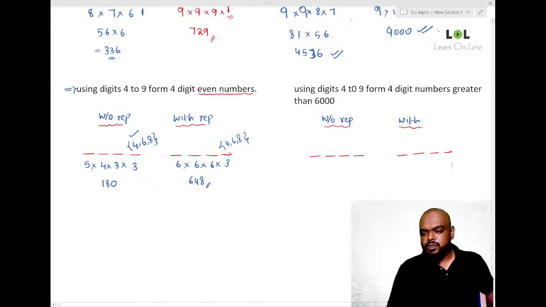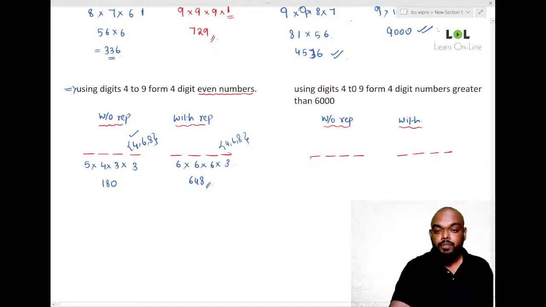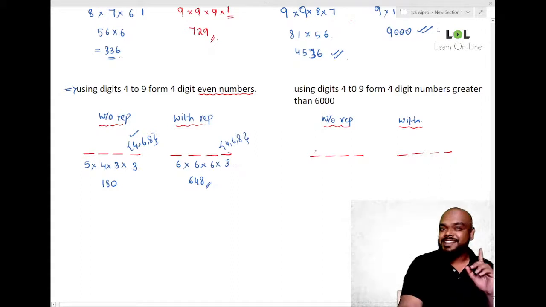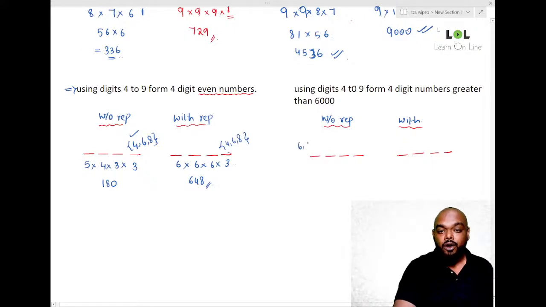Chandana, where is 6 to 9, buddy? Yes. Perfect. Good. First position. So number has to be greater than 6,000 means my number should start with either 6 or 7 or 8 or 9. So my first place should be either 6 or 7 or 8 or 9 thousands place. So I can fill it in 4 ways. I used one digit.